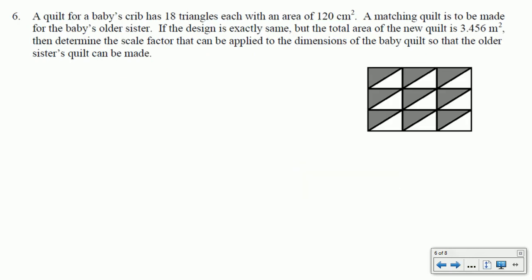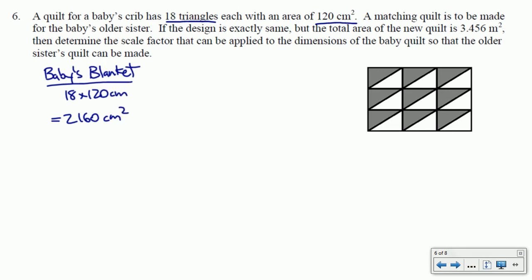In question number 6, a quilt for a baby's crib has 18 triangles, each with an area of 120 centimeters squared. A matching quilt is to be made for the baby's older sister. If the design is exactly the same, but the total area of the new quilt is 3.456 meters squared, then determine the scale factor that can be applied to the dimensions of the baby quilt so that the older sister's quilt can be made. Based on the information given, we can quickly determine the area of the baby's blanket. So if we have 18 triangles, each at 120 centimeters squared, the total area of the baby's blanket is 18 times 120, which is 2,160 centimeters squared.